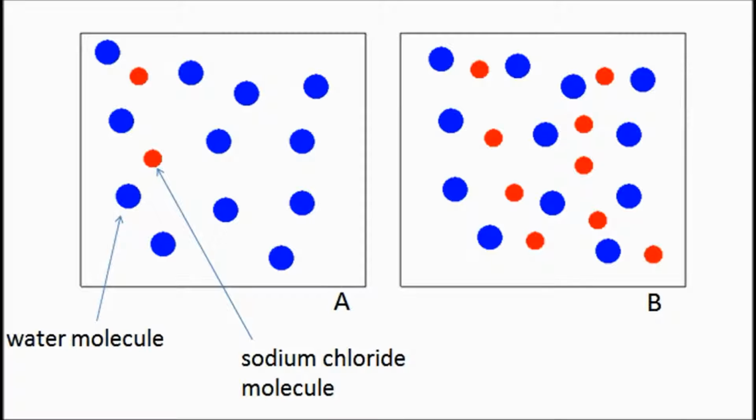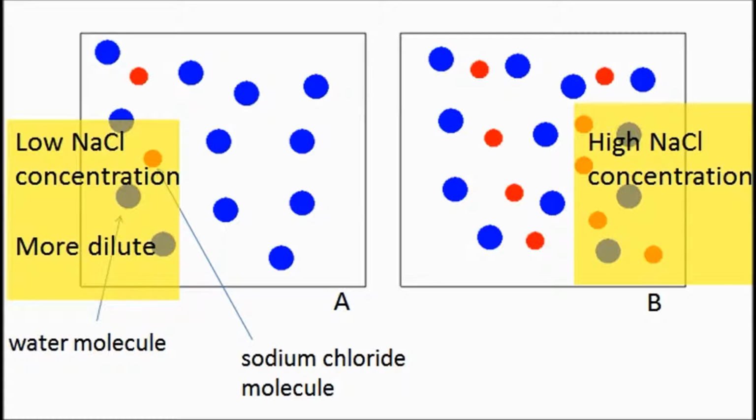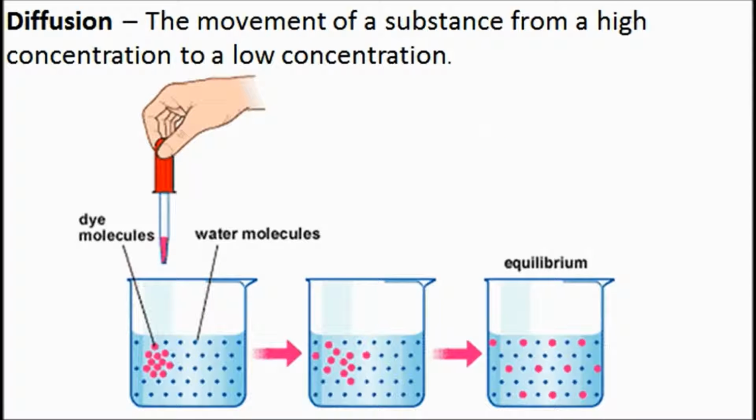We've got here two solutions, A and B. A has only two solute particles in it, two sodium chloride particles, and lots of water. Same amount of water here, but a lot more solute particles. So we say in A, we have a low sodium chloride concentration. And if the sodium chloride concentration is low, then it's more watery, it's more dilute. So solute concentration and dilution are opposites. Over here, we've got high solute concentration, which means the dilution must be low. The word equilibrium here, reaching equilibrium point, just means that the solute particles are completely spread out.